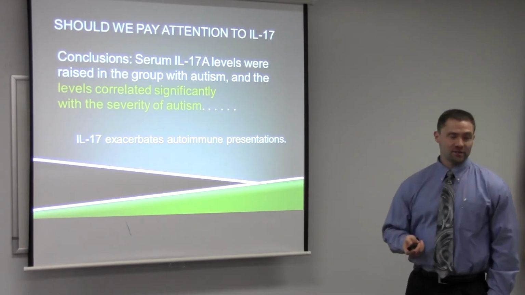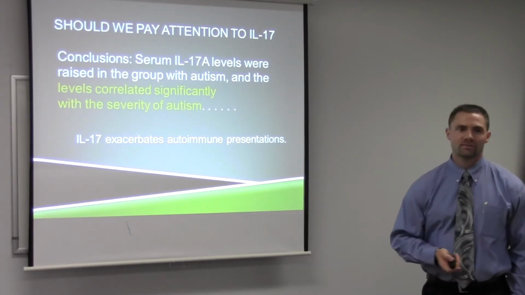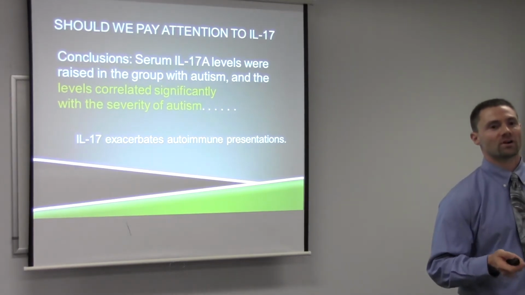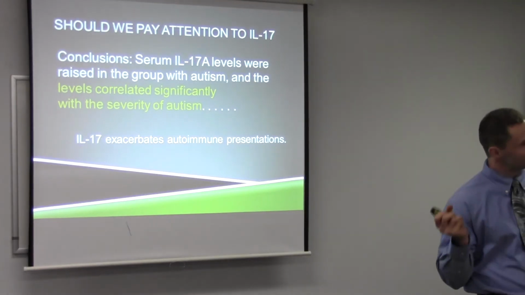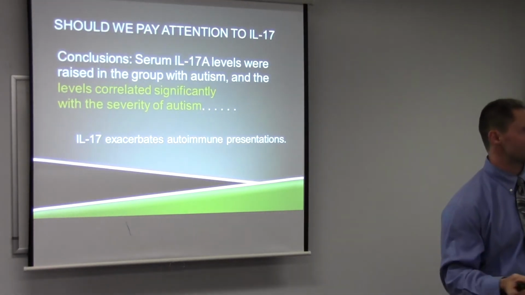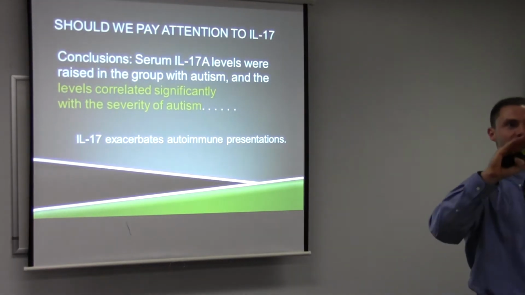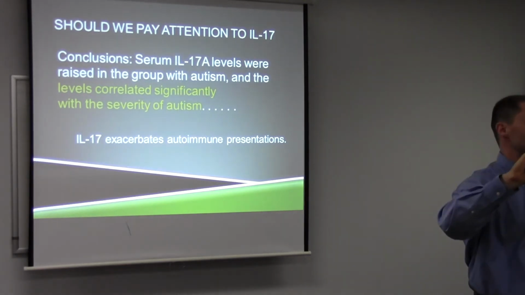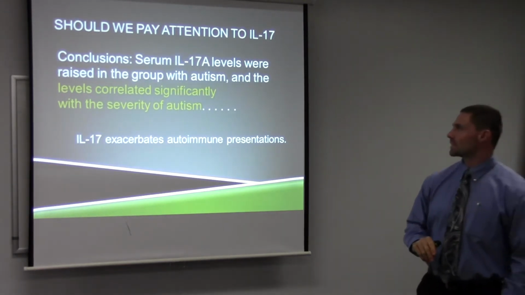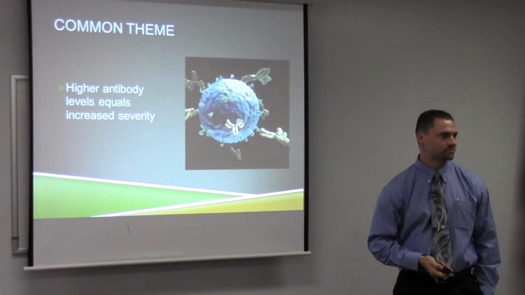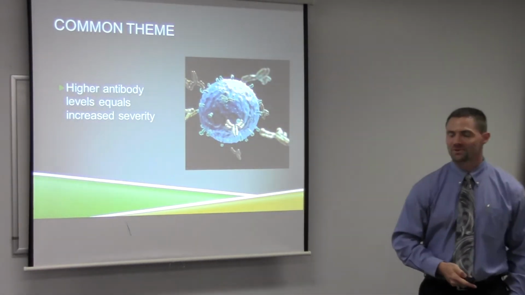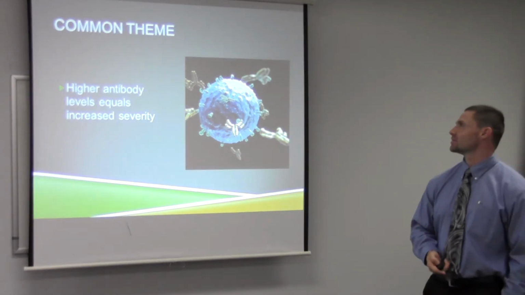So, should we pay attention to this? And here's what this says. Its levels are significantly correlated with the severity of autism. So that's the reason I put it up there. It ties right into these antibody elevations. So if the antibodies are going up, IL-17 is going up. Right? So what's our common theme? The worse those two are, the worse your severity is going to be.